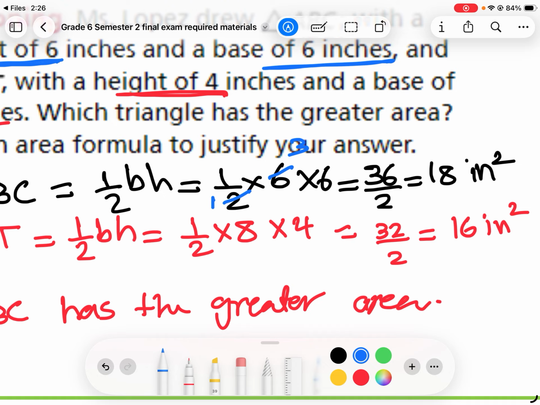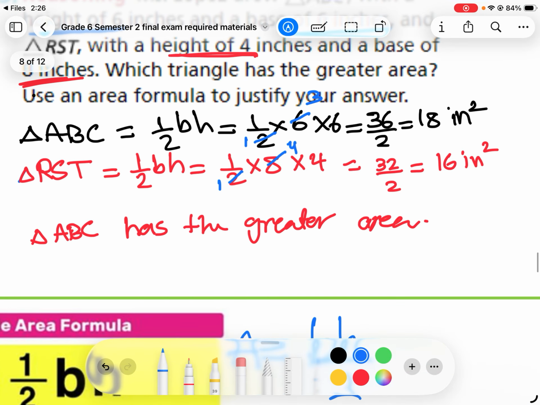Same thing goes for the second one. I have 8 and 2. They have a relation. They can be divided by each other. Also 4 and 2 can be divided by each other. So I'm going to take 8 divided by 2, that will be 4. 4 times 4 is 16. So in this case, you get the answer directly.